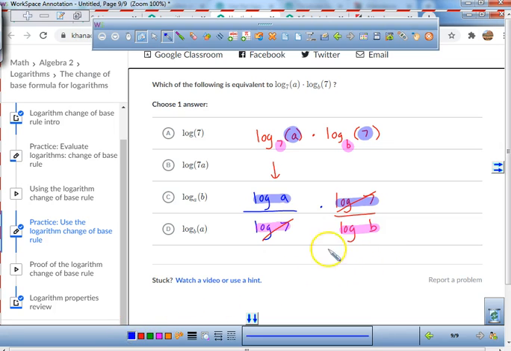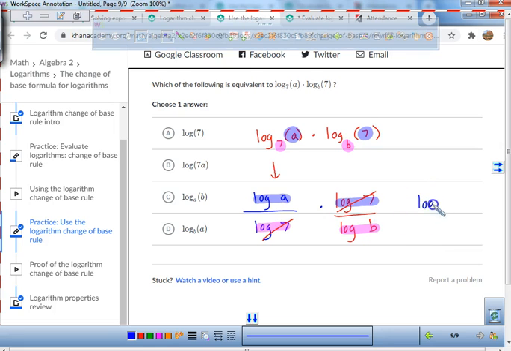Interesting. We have the log of a over the log of b. Like, I don't see it anywhere, Mr. Demuth. It's just not there. But it is, because now we've got to use the change of base formula to get it back to its original form. So if this is on the top and this is on the bottom, what's it going to change to?